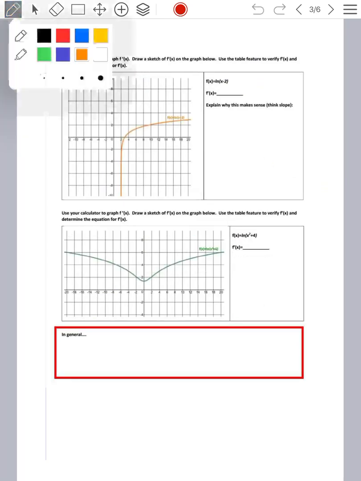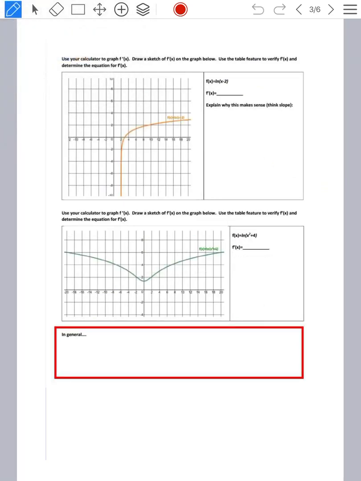I want to really quickly just look at one of the log ones. So in this function, it was f of x equals natural log of x minus 2. And practicing the rules we just learned, the derivative of a log function is 1 over the argument times the derivative of the inside, which would just be 1.